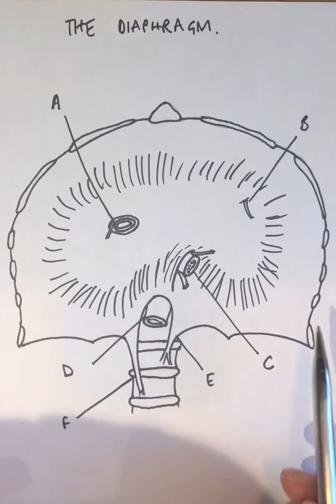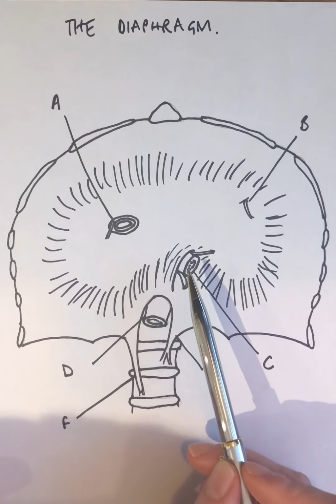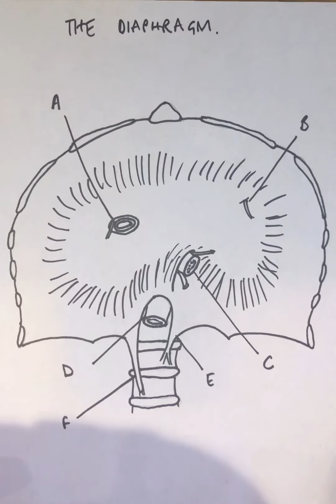You may be asked what would happen if there was laxity at C. Of course, this is the esophagus, so it would be a hiatus hernia. And you may be asked how that would affect your anaesthetic management.